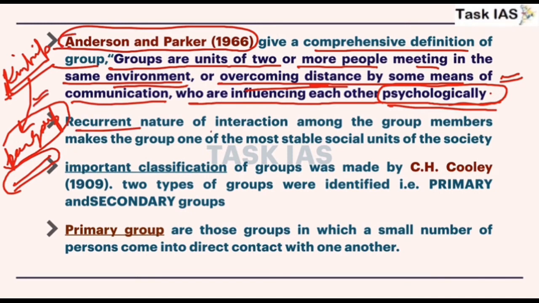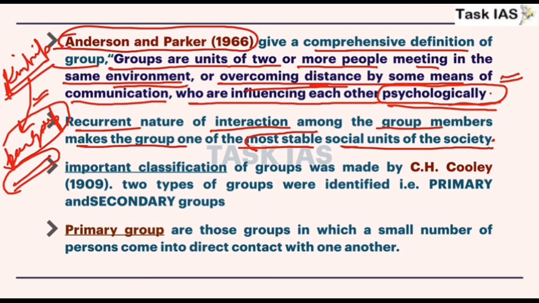Now, the recurrent nature of interaction among the group members makes the group one of the most stable social units of society. Society is larger, and it is not possible to have continuous interaction with all members of society, but these social groups, due to their small number and small size, have a recurrent nature of meeting or interaction between different members of the group. That's why these social groups are more stable.